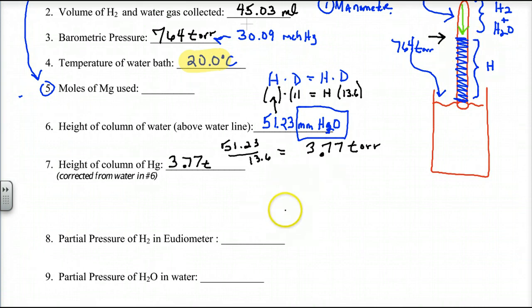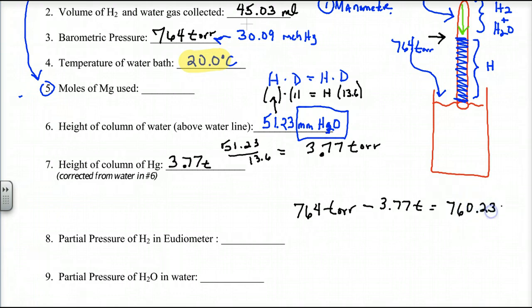Either way, how you want to say it, 764 torr, that's atmospheric pressure converted from the inches of mercury given in class, minus 3.77 torr. So there is my manometer problem. 764 minus 3.77, and I get 760.23 torr. I'm just going to keep all raw numbers. So my partial pressure is 760.23.